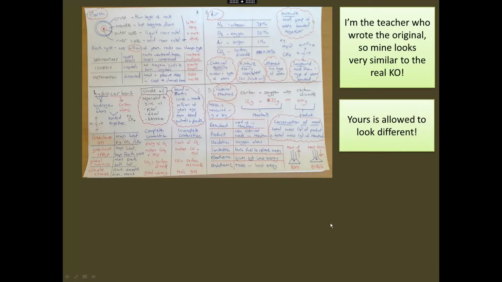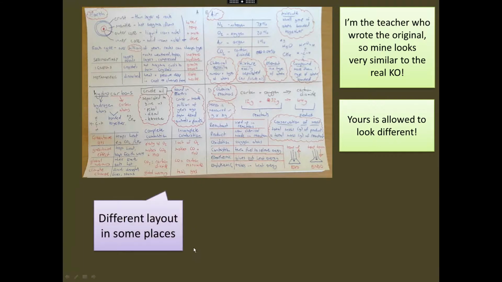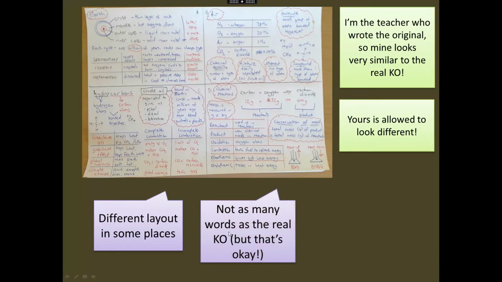I don't want you to sit and copy things off the screen. Do your own version in your own style using your own layout. That's absolutely fine. You're allowed to use a different layout in some places. I haven't kept mine exactly the same. I've changed it a bit because it's about what's in my brain. What do I actually remember? I haven't put in as many words as the real knowledge organizer. I've been a bit more brief and summarized it, but that's a good thing.